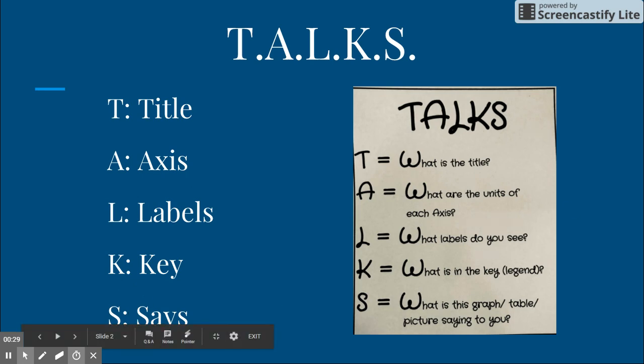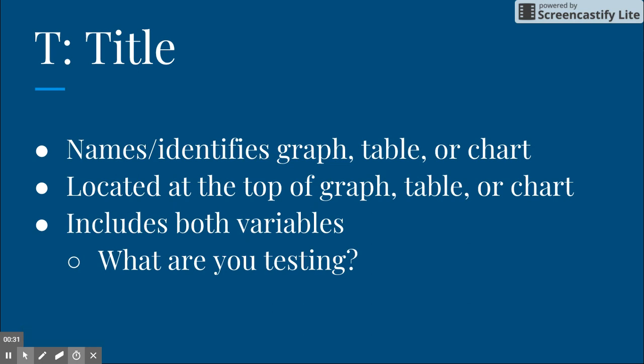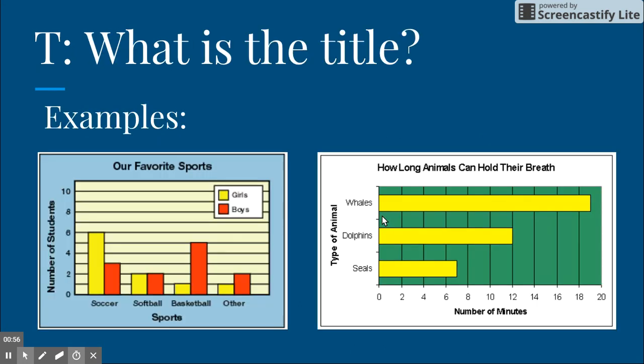So let's move into our title. So our title of a graph is going to name and identify the graph. And so this is just going to give a reader a very brief understanding of what your data is going to represent. And so this can be a few words or a little sentence, but it should include both variables of what you're testing. And what I mean by that is when I read the title, I should understand what is going to be my y and my x axis, but we'll get to that later.